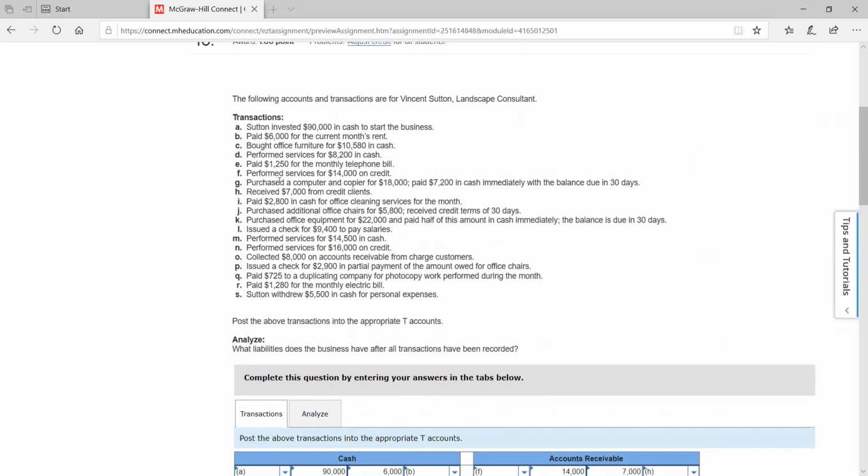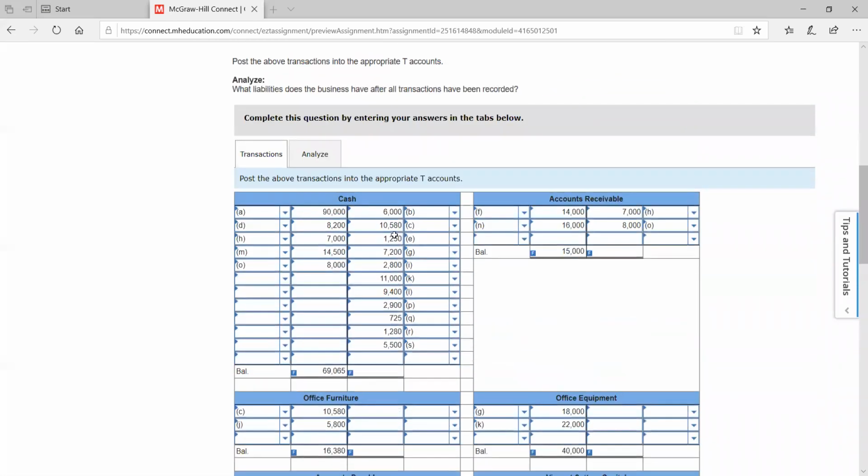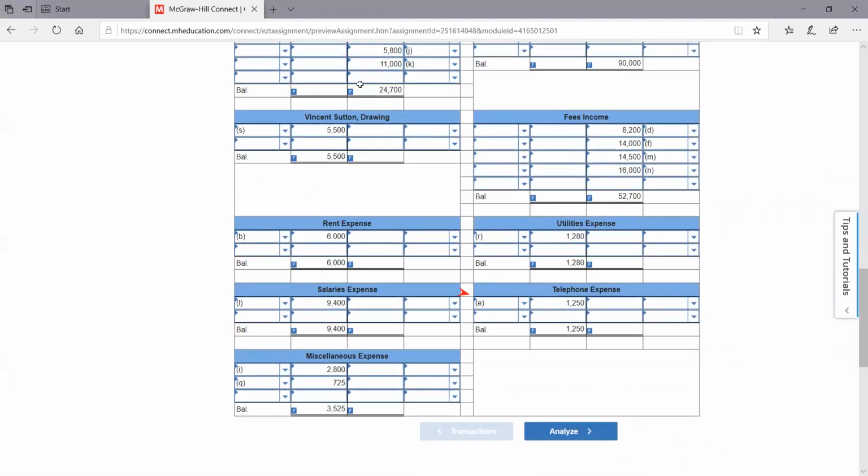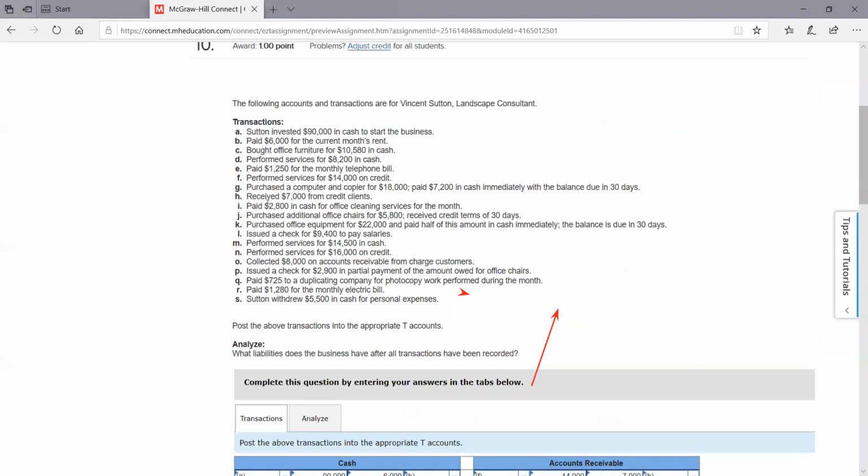Letter E, you paid your telephone bill, $1,250. So note that here's your credit to cash, and then your telephone expense should be down below somewhere. Here it is. So there's your $1,250 right there. There's your debit to that. So that's letter E.